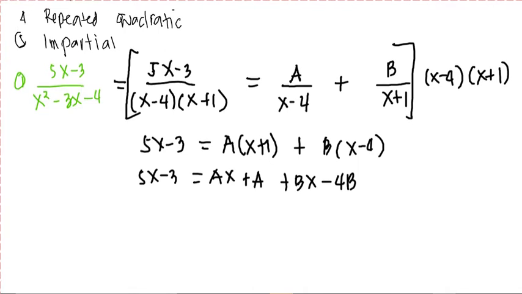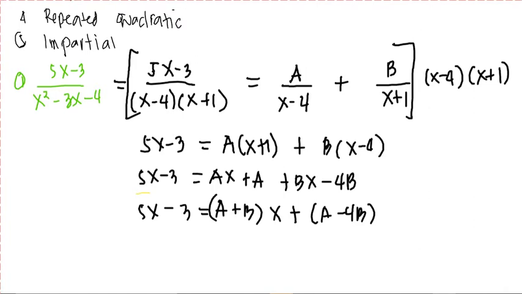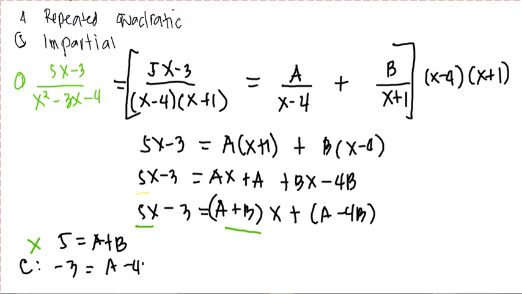Now take note, we have the x terms. So let's combine the terms with x. So we have A plus B times x plus A minus 4B, equal to 5x minus 3. So we are going to equate all the terms with x. So for the x, we will have 5 is equal to A plus B. And for the constant, we have negative 3 is equal to A minus 4B.